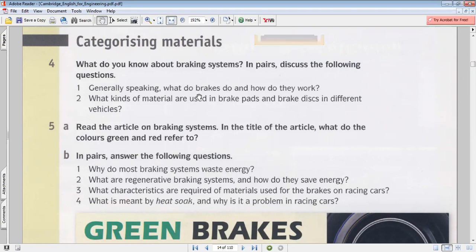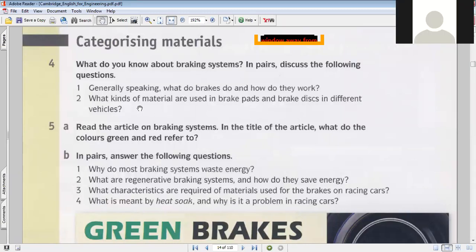Let's see question two. What kinds of material are used in brake pads and brake discs in different vehicles? What do we use? We use ferrous metals and ceramics in the pads. Examples of materials used to make pads include compounds of advanced materials such as ferrous metals. Ferrous is related to fer, which is a Latin word which means iron.